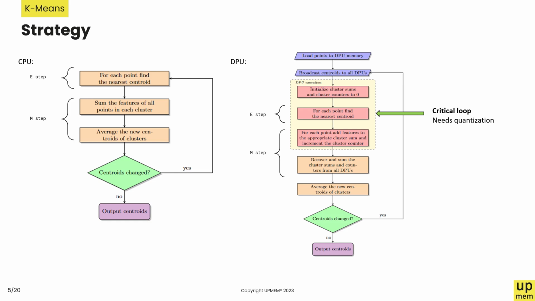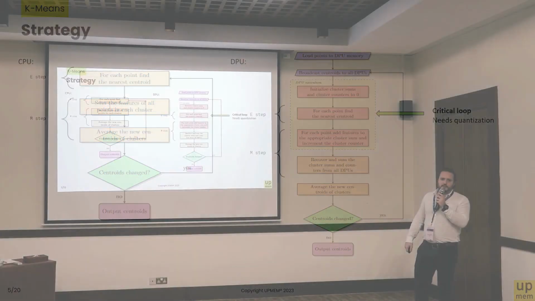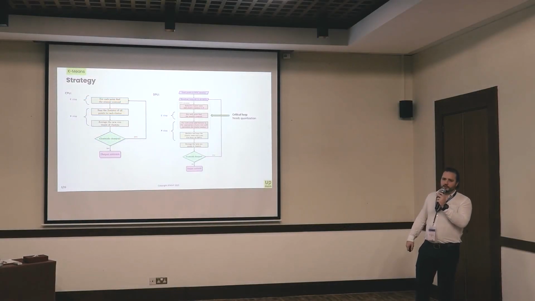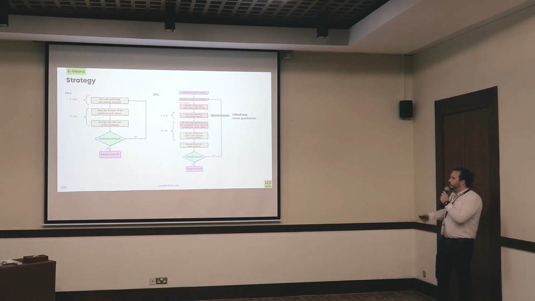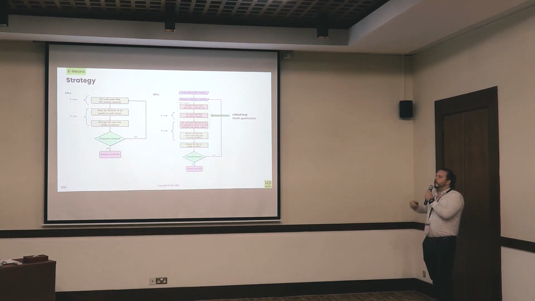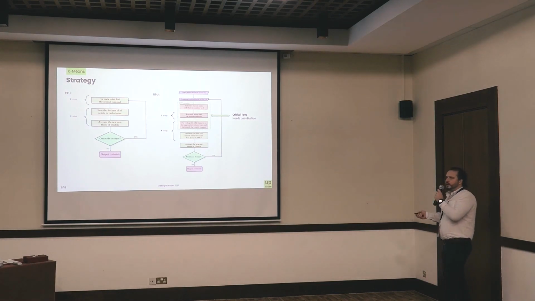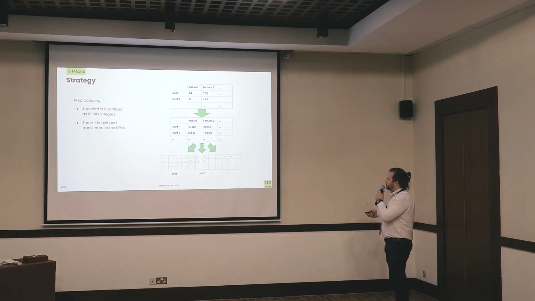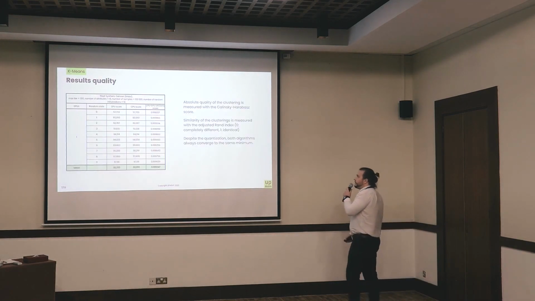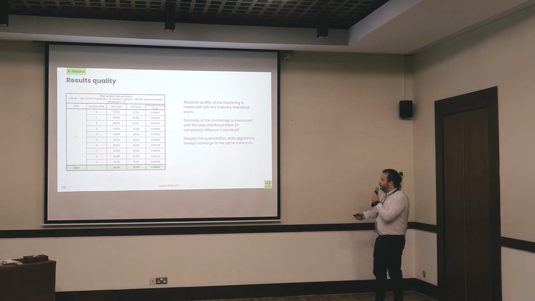Finding the nearest centroid implies computing a bunch of Euclidean distances. That's not really something we want to do in floating point on a DPU. So before starting the whole thing, we quantize all the data as 16-bit integers. The question is, is it valid? Does it degrade the results? Fortunately, it does not degrade the results.